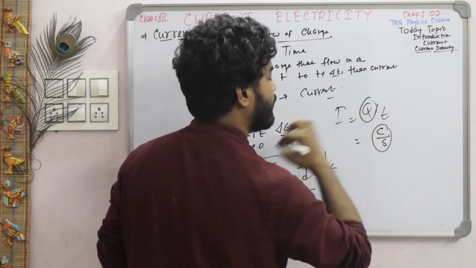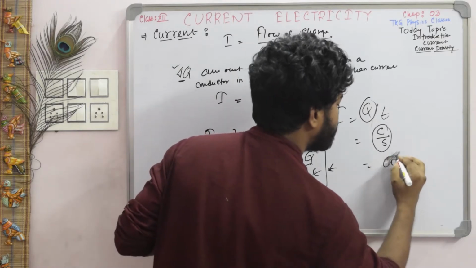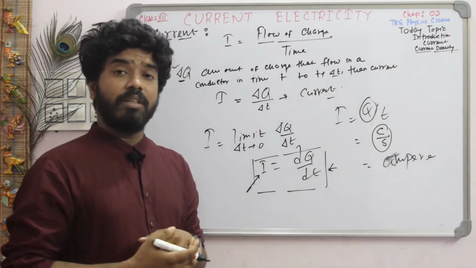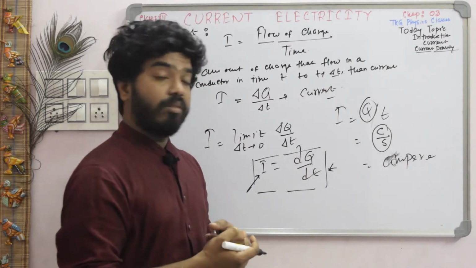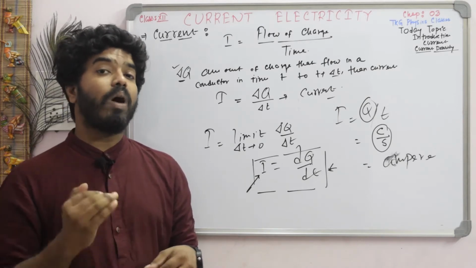So, coulomb per second is named as ampere. Ampere is a scientist's name, and this is the SI unit of current. Suppose you have to define 1 ampere current.